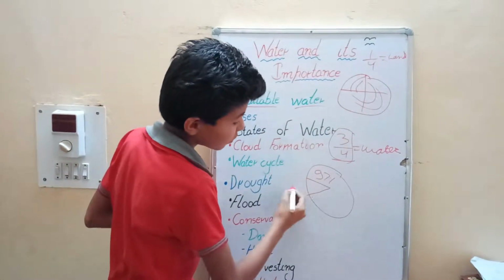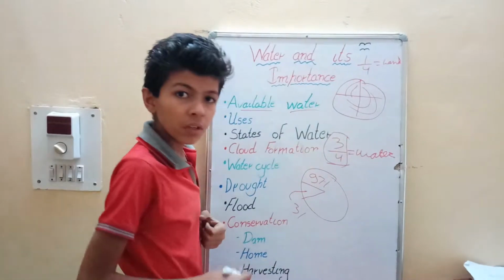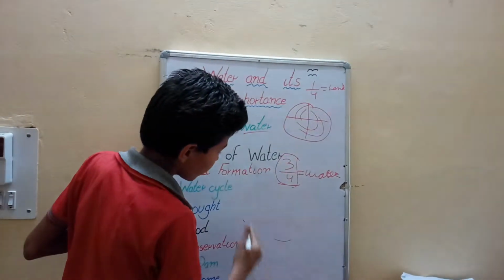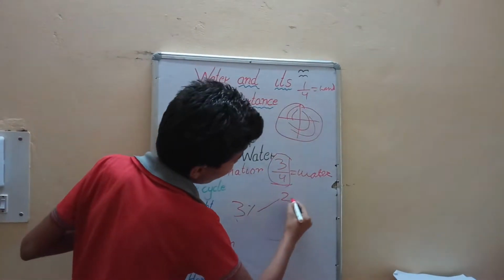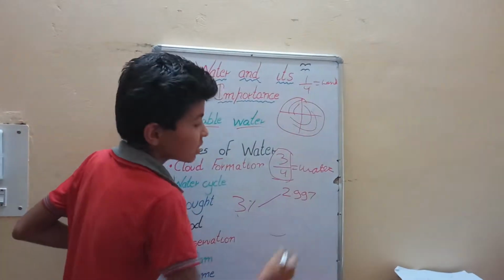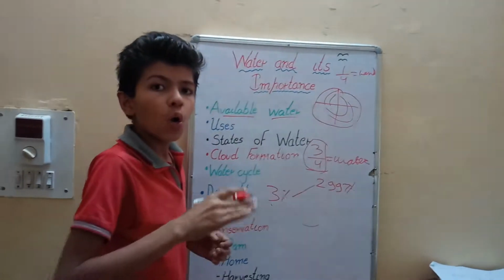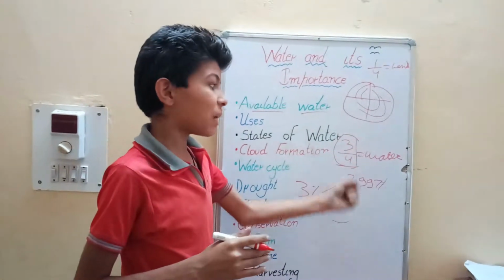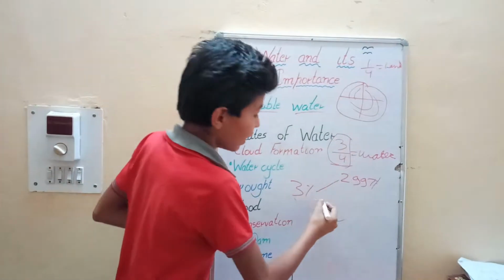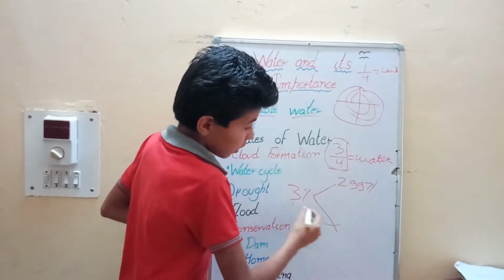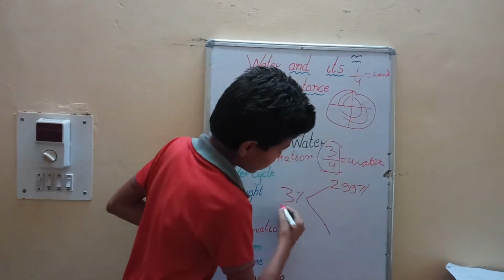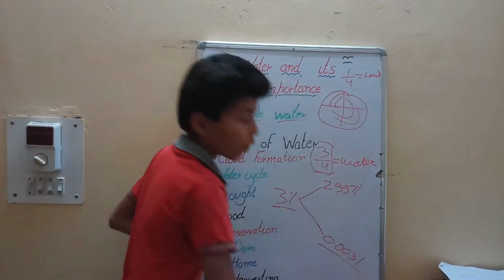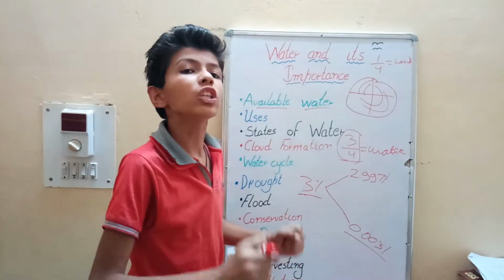So now we are left with 3%. In this 3%, 2.997% is the water available in the oceans and glaciers in solid form, which is frozen, and it is expensive to convert into water or liquid form. In this 3%, 0.003% is the fresh water or pure water available for human use.